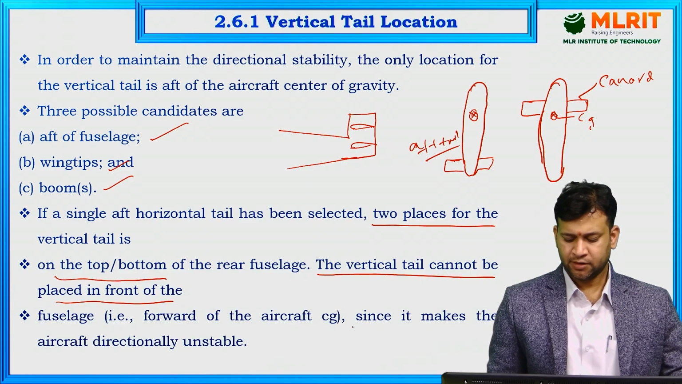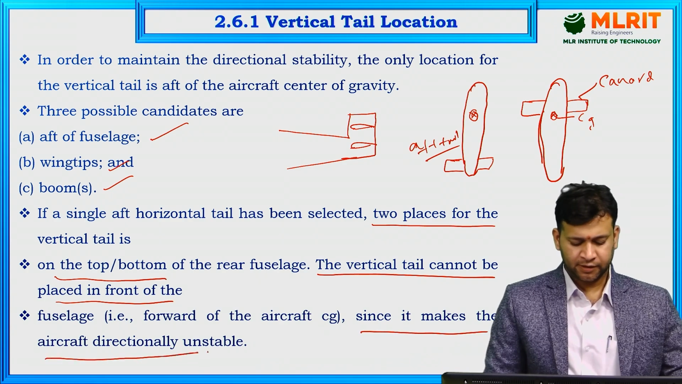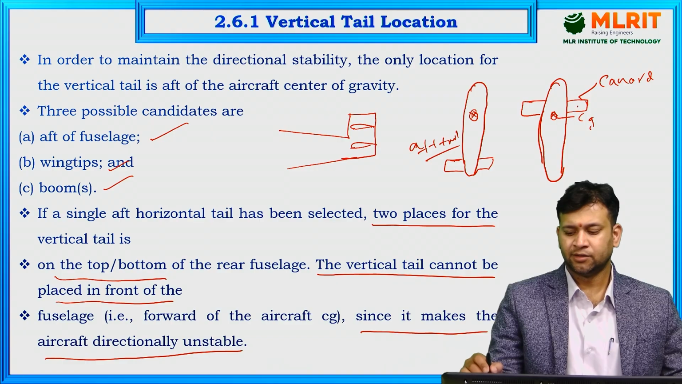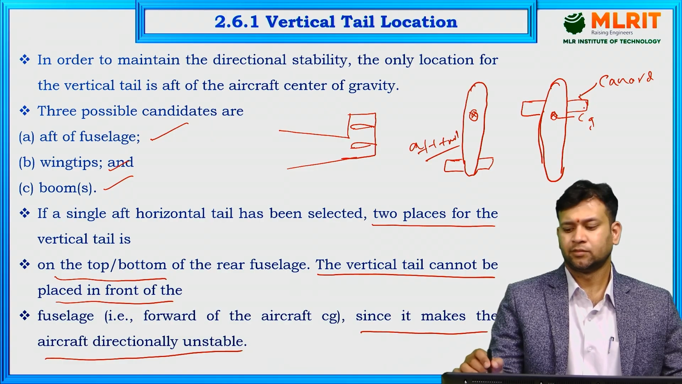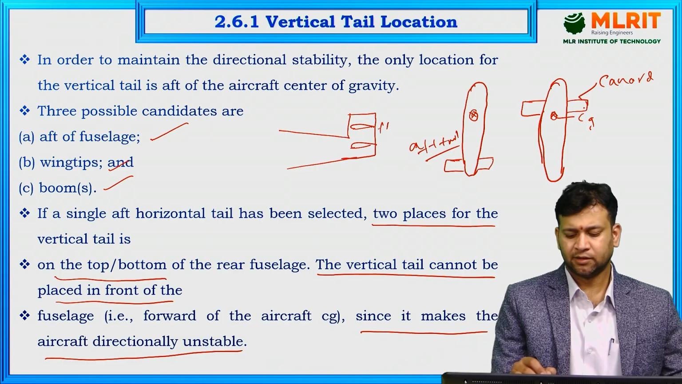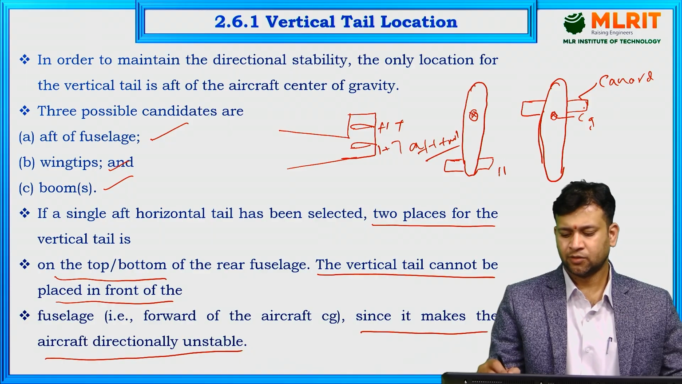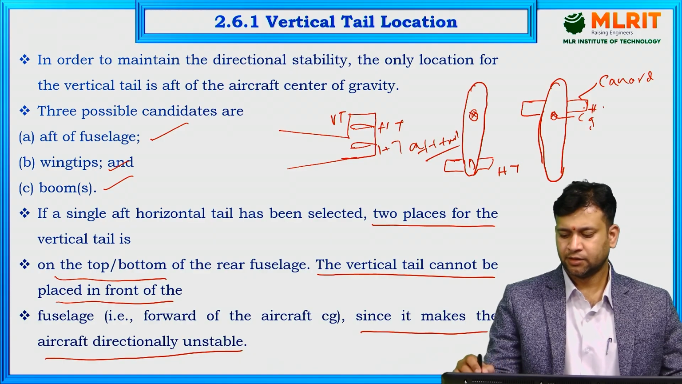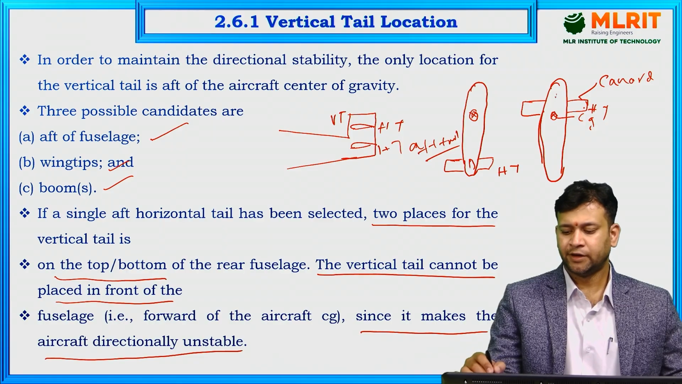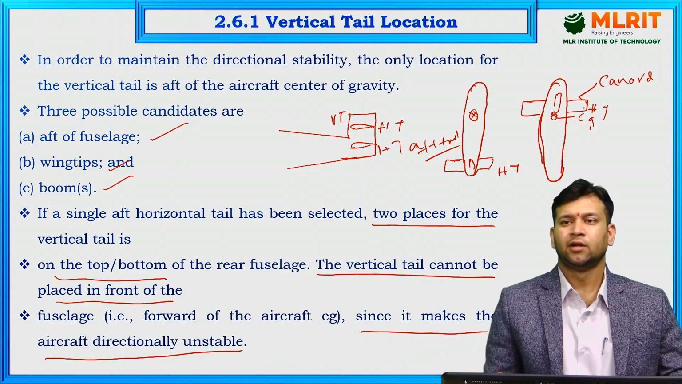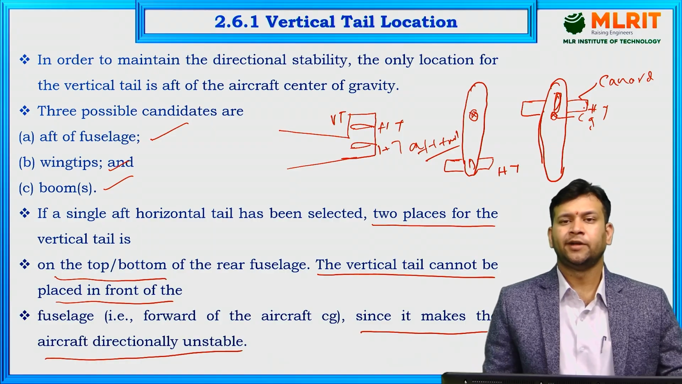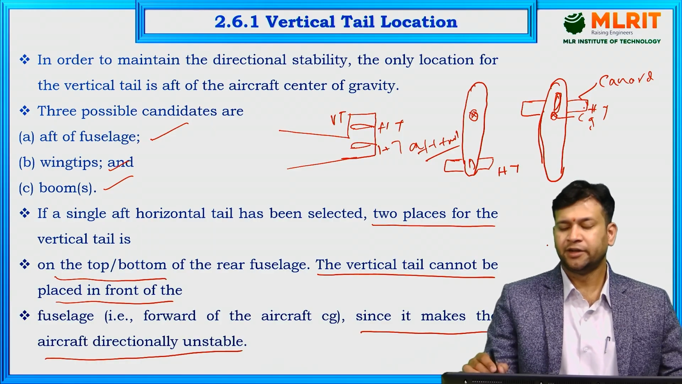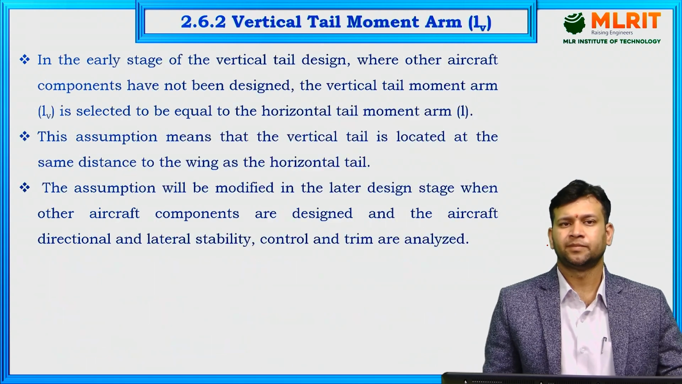Since it makes the aircraft directionally unstable. If we place it ahead here, vertically, this is horizontal tail, right? This is also horizontal tail. Here it is vertical tail. This is horizontal tail. We cannot place a vertical tail here as it makes the aircraft directionally unstable. It will create destabilizing contribution.